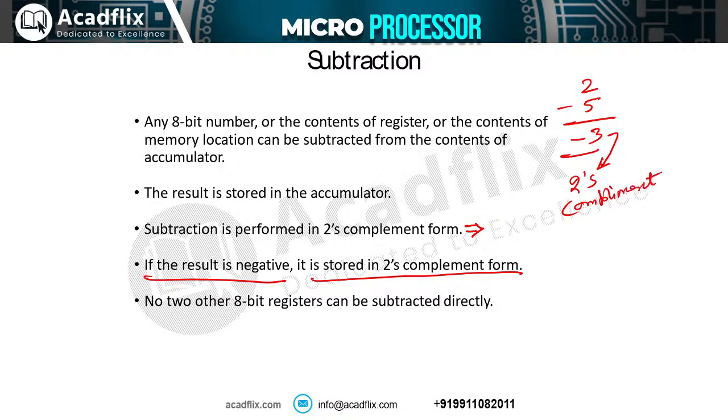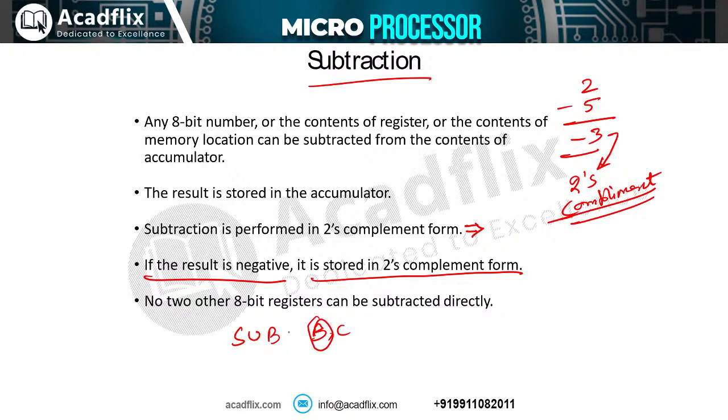Okay, so negative numbers are represented using 2's complement in the computer system. So the same condition is here. We cannot subtract two registers directly. We cannot perform an operation like subtract B C. We will use only one register in the instruction, and one register by default will be the accumulator register. That means these are accumulator machines.